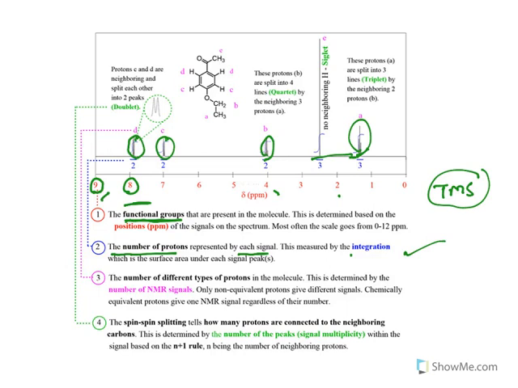Now the next one, the number of different types of protons is given by the number of signals. How many signals are there? 1, 2, 3, 4, 5. 5 signals means 5 different kinds of protons are there. Finally, spin-spin splitting will give you an idea about the adjacent protons connected to neighboring carbons. How many protons are there? That will give you the signal multiplicity. We have seen this already, and it follows the n plus 1 rule.